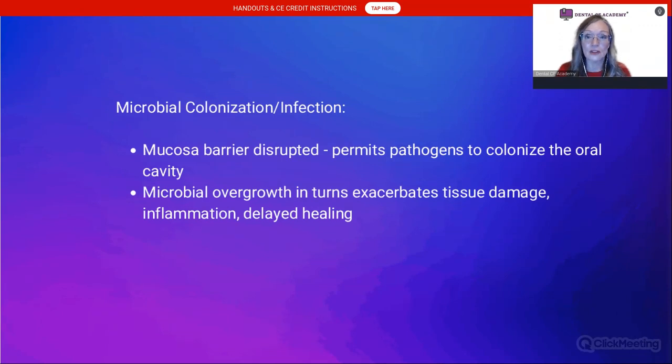So microbial colonization and infection, we said when the oral mucosa, which is a barrier, is disrupted, it can permit these pathogens to invade, and that overgrowth can delay healing, leading to further tissue damage from OM.